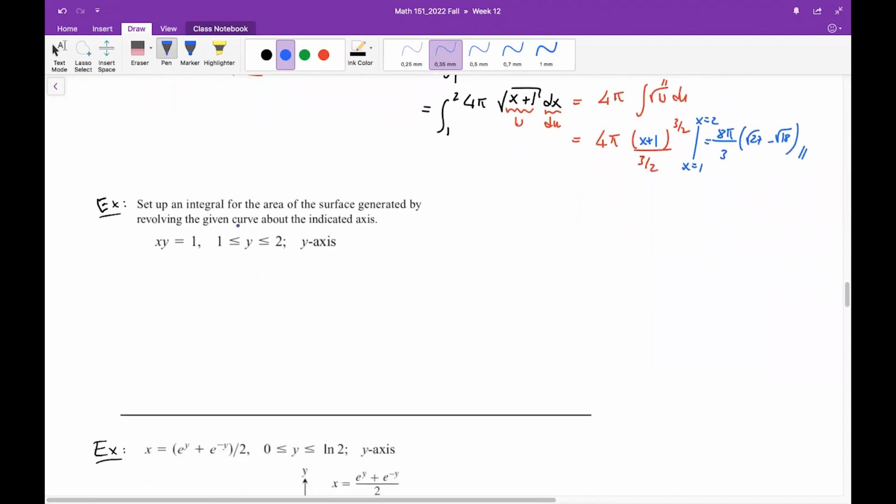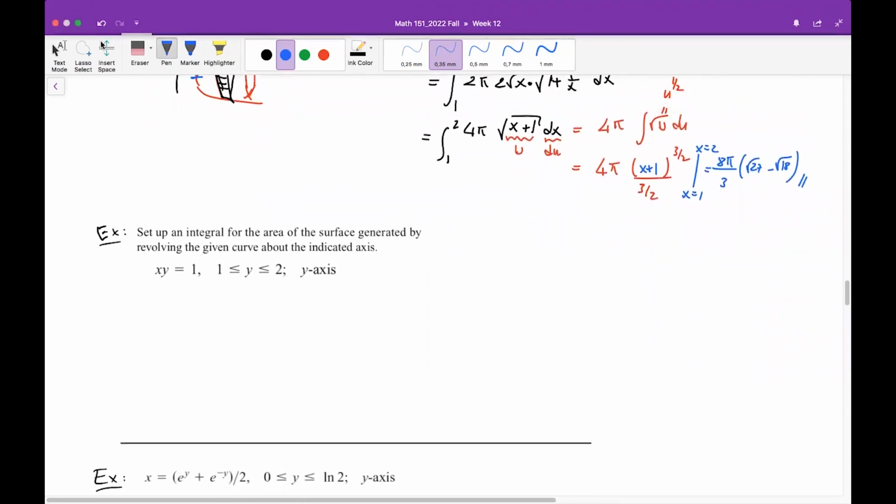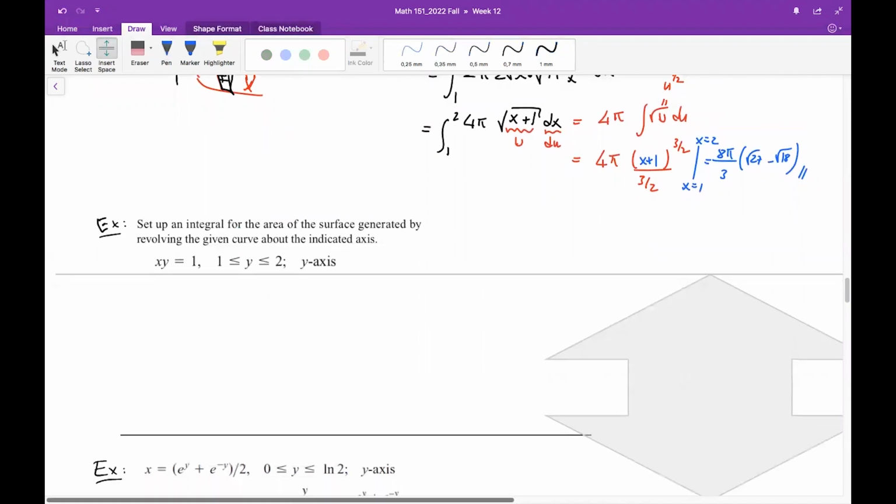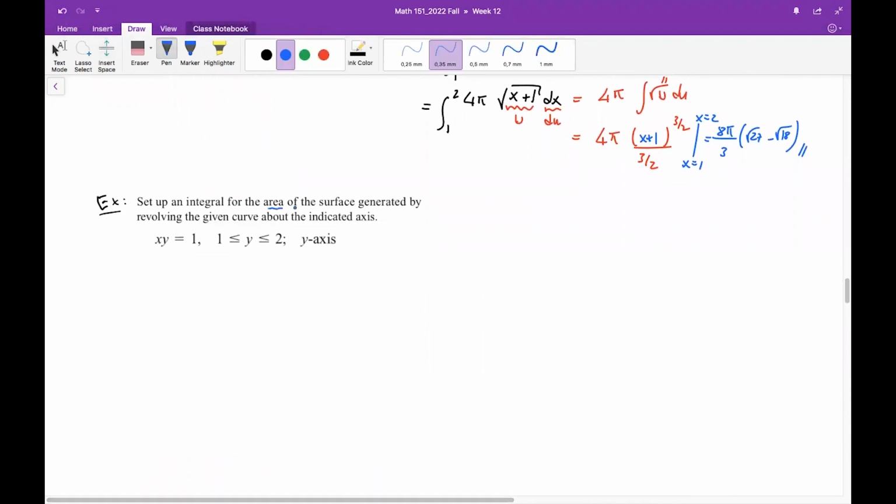Okay, let's move on. Let's try to solve this example now. Now we want to just set up an integral for the area of the surface generated by revolving this curve around the y-axis. Okay, the question is, set up an expression for the area of the surface revolving around the y-axis. So since we are revolving around the y-axis, it makes sense to write the function in terms of y, like this. Okay, x is g of y.